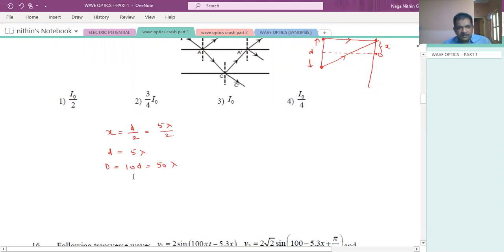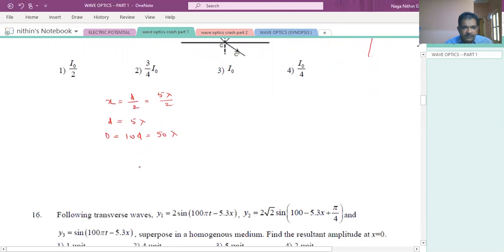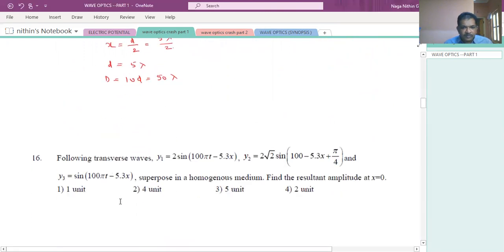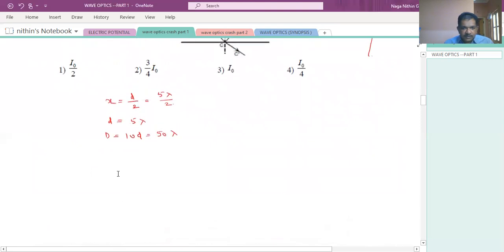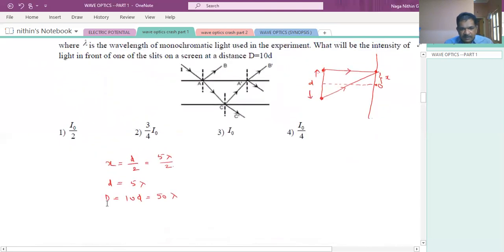D value 5 lambda, n is 10, into D. So this value will be 50 lambda. Okay. Now, small d and capital D are given. Here, what is the intensity?